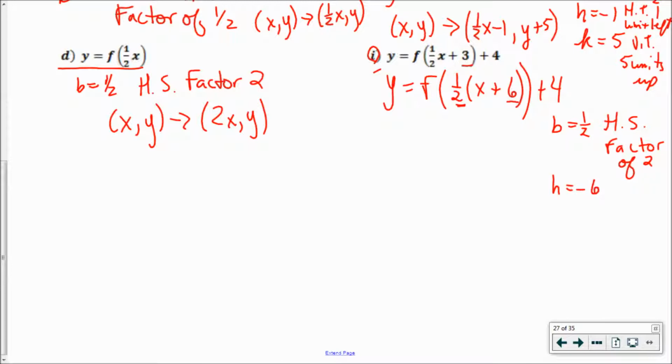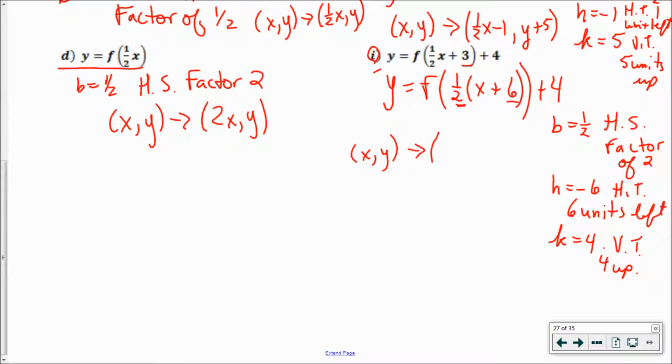h is -6, so that's a horizontal translation, 6 units to the left. And k is 4, so that is a vertical translation, 4 up. So my mapping notation is that my original points on f of x now become 2 times x minus 6, which is my h value, comma, y plus 4. So hopefully you got that one as well. This is where our points end up on the transformation.